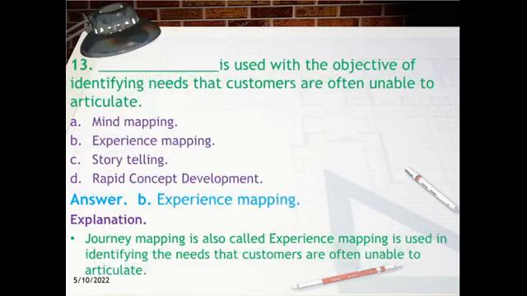13. is used with the objective of identifying needs that customers are often unable to articulate. Mind mapping. Experience mapping. Storytelling. Rapid concept development. Answer. B. Experience mapping. Explanation. Journey mapping, also called experience mapping, is used in identifying the needs that customers are often unable to articulate.